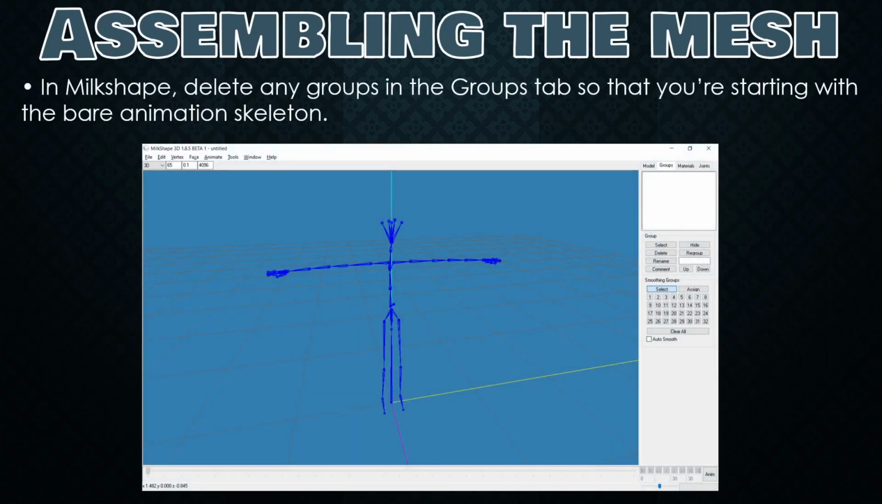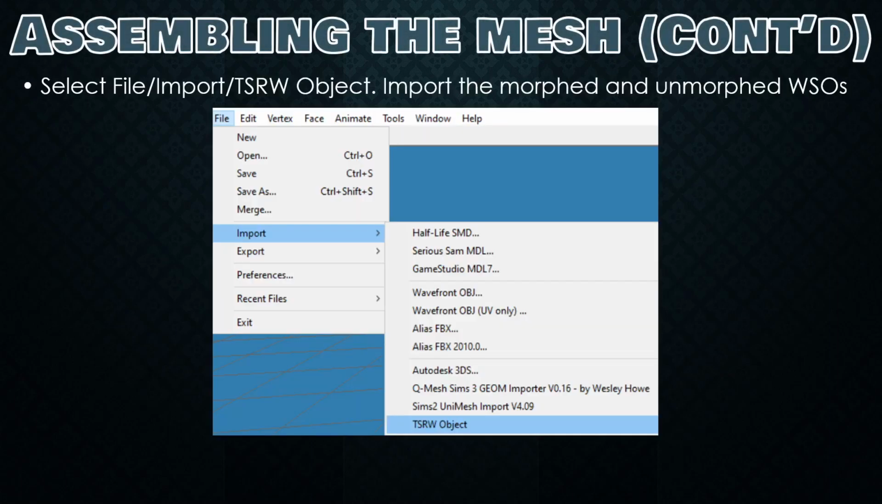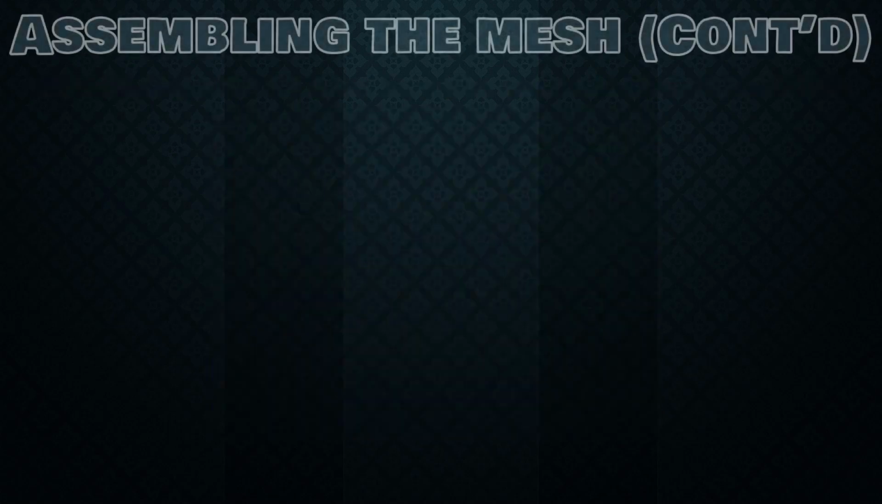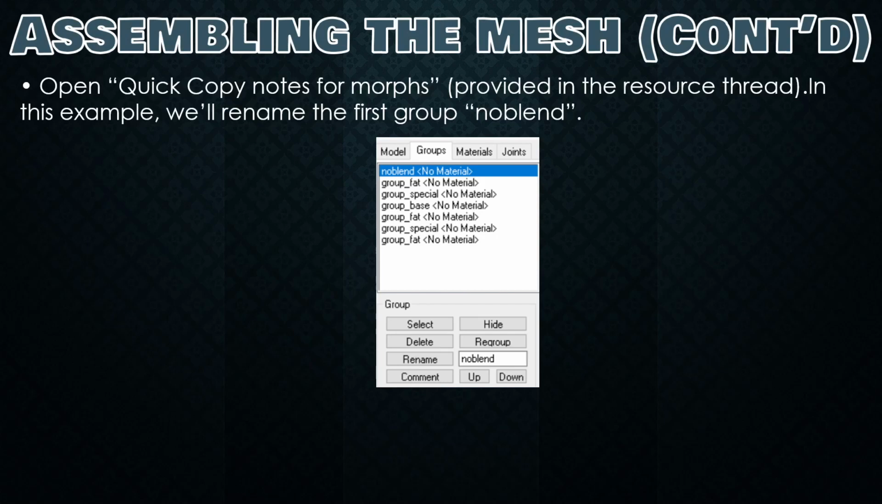So in Milkshape, once we have morphed all of the groups that we need to morph, we just delete any groups in the Groups tab so that you're just left with the bare animation skeleton. Now we select File, Import TSRW Object. Just as we did before, we import the morphed and unmorphed WSOs. Then we open Quick Copy Notes from Morphs. I provided that in the resource thread.